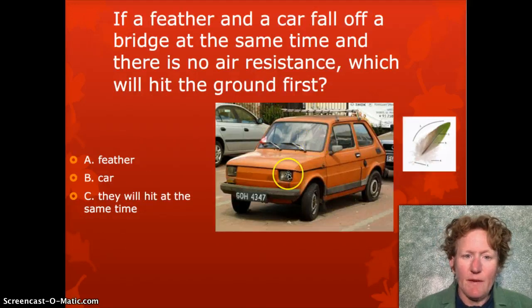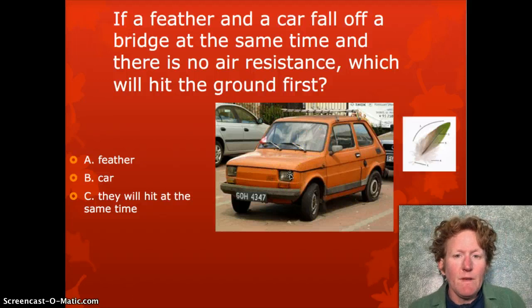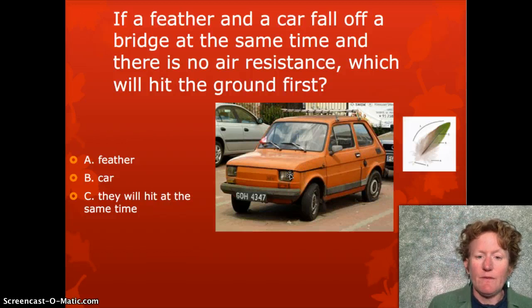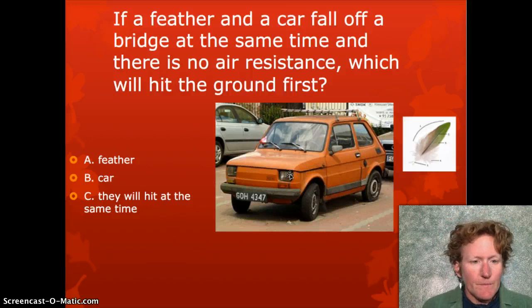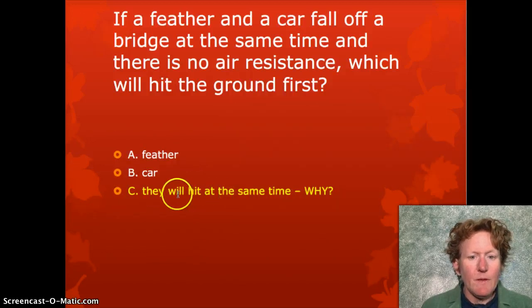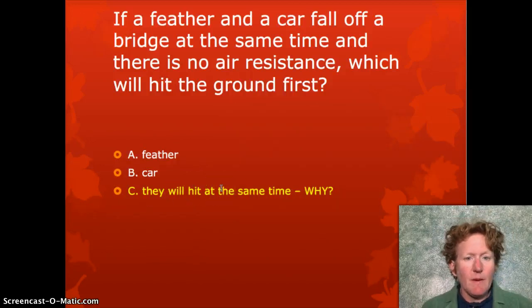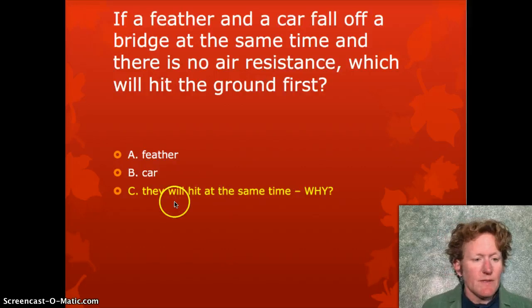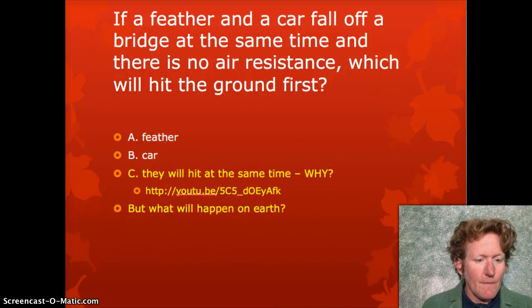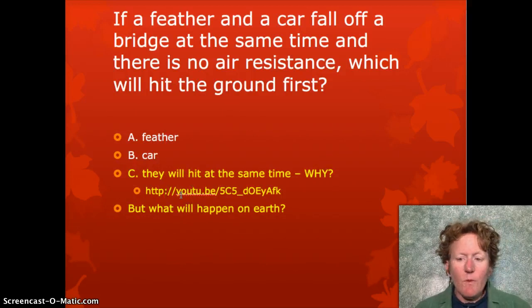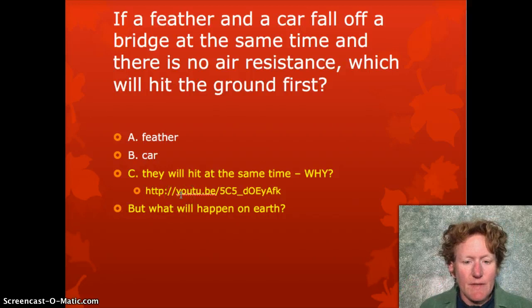If a feather and a car fell off a bridge at the same time where there is no air resistance, which will hit the ground first? Remember, there's no air resistance to slow the feather down. They will hit at the very same time. Remember, this doesn't happen on Earth because we have air resistance, and that kind of messes with Galileo's correctness. It's only air resistance that keeps the feather from hitting the ground at the same time.